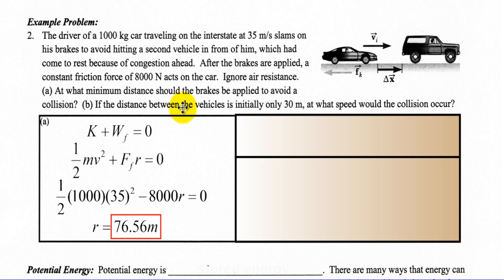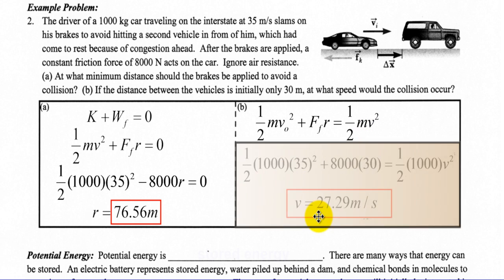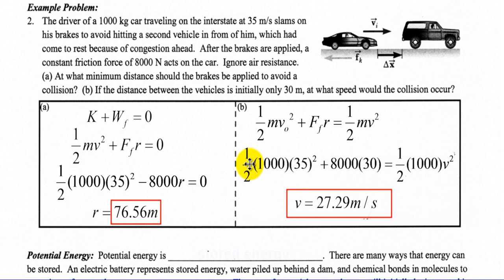For part B, if the distance between the vehicles is initially only 30 meters, at what speed would the collision occur? Well, you're moving, you still have all this energy initially, just like before. You're going to lose energy from hitting the brakes, but you only go 30 meters. So at the end, your energy isn't going to all be dissipated. You're still going to be moving, and whatever this velocity is, that'll be the velocity that you hit the car with. So plugging in your same initial kinetic energy, right?